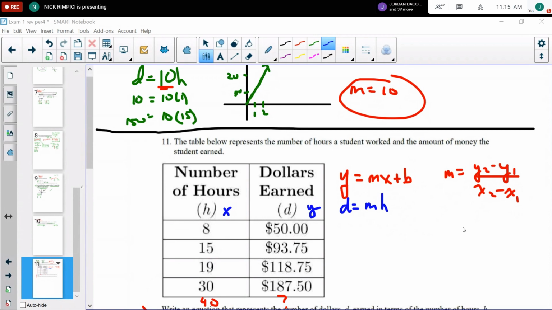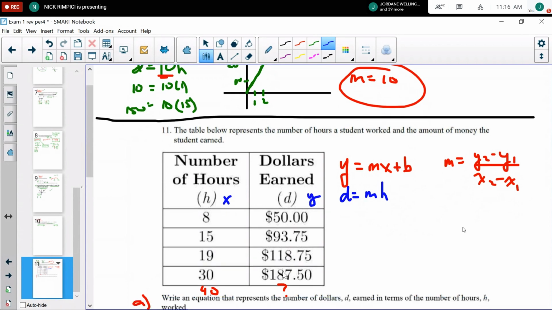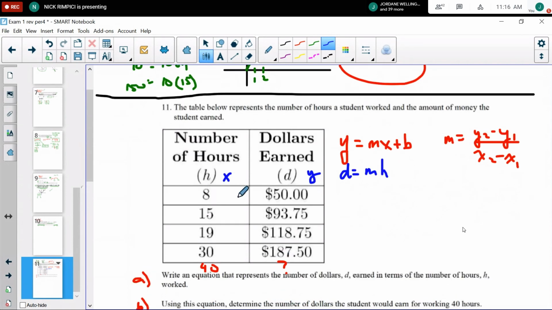So you need to figure out the slope, and it's your choice. You need 2 points to do this. Somebody want to select? For example, 8 comma 50 is 1 point. 15 comma 93.75 is another point. 19 comma 118.75 is a point, and 30 comma 187.50 is a point. So there are 4 points given here. If you were to plot this in the coordinate plane, you'd see you have 4 different coordinates. To use this formula, I need any two, it doesn't matter.